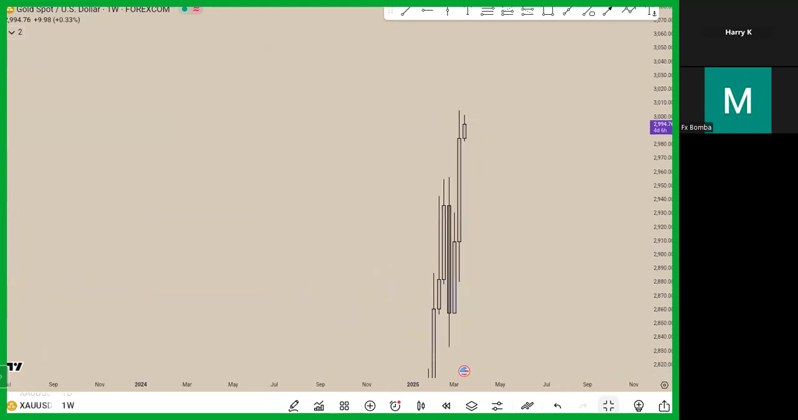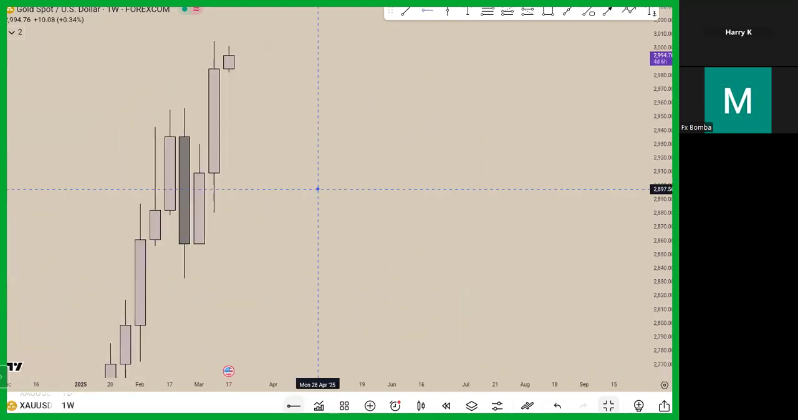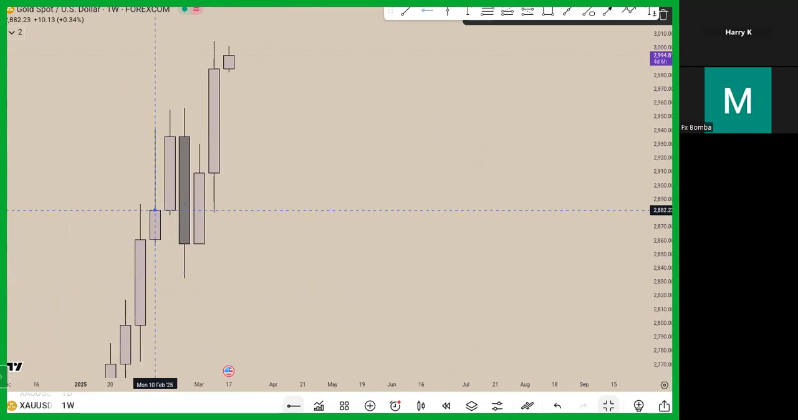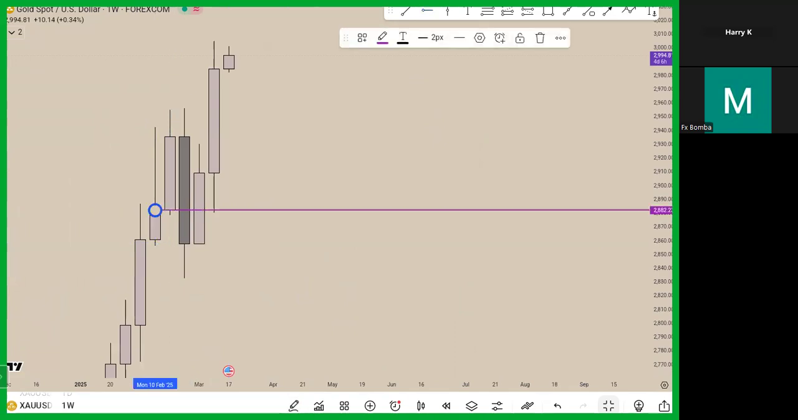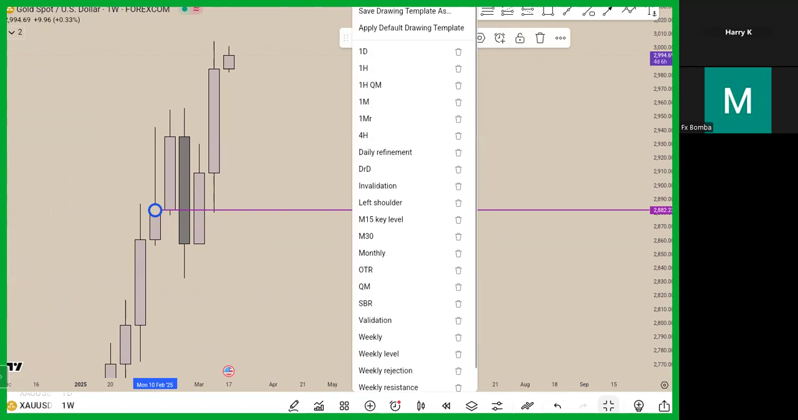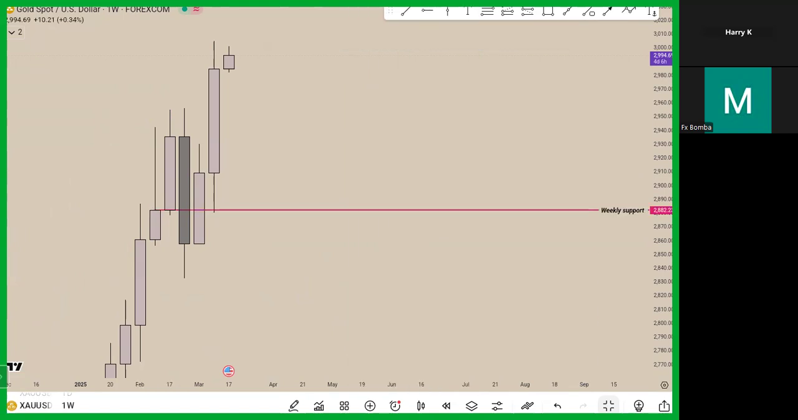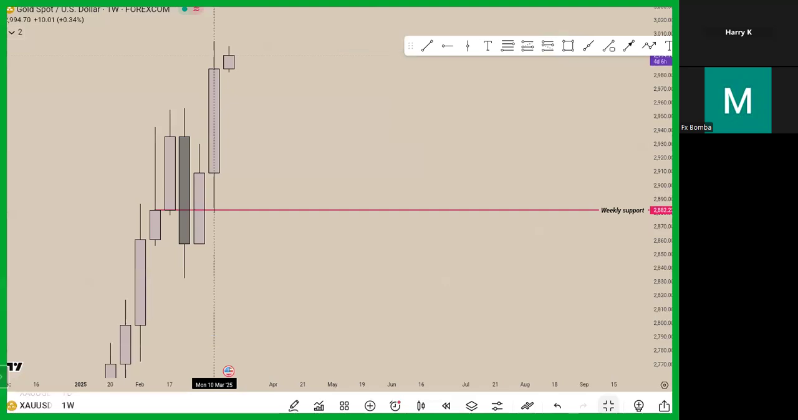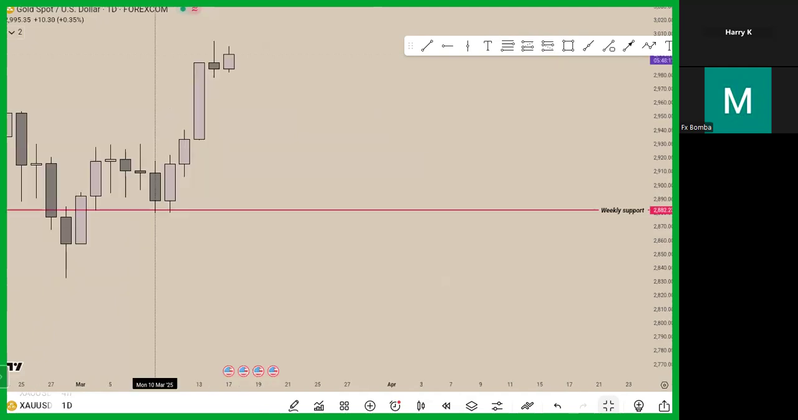Now, when you look here, you see that last week we had the weekly rejecting. Are you seeing where it rejected? Yes, weekly rejected. I call it weekly support. Then we put a horizontal line. From there, we drop to the daily. When we go to the daily, we need to find an external breakout.